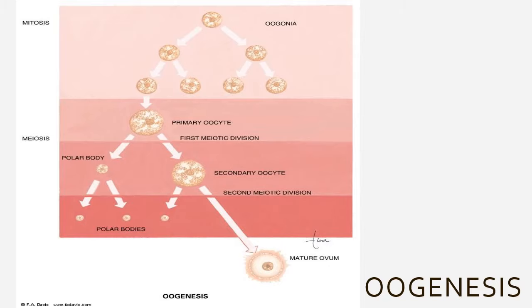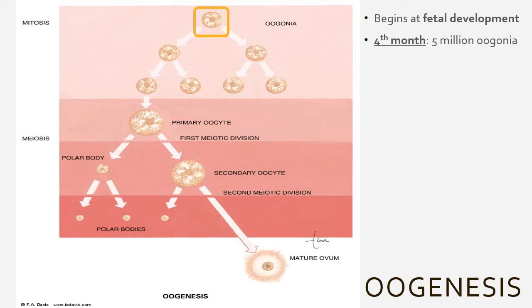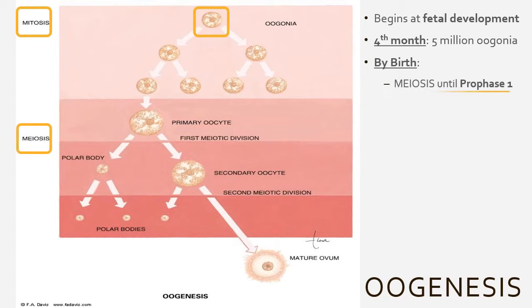Now let us talk about the process of oogenesis. Compared to males who begin spermatogenesis during puberty, oogenesis in females begins at fetal development. By the 4th month of development, 5 million oogonia, or immature egg cells that give rise to ova or oocytes, have already been produced. By the time of birth, all the oogonia have either degenerated or have already completed mitosis. They have also begun meiosis.